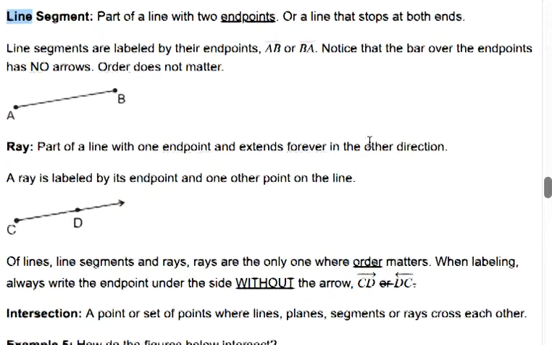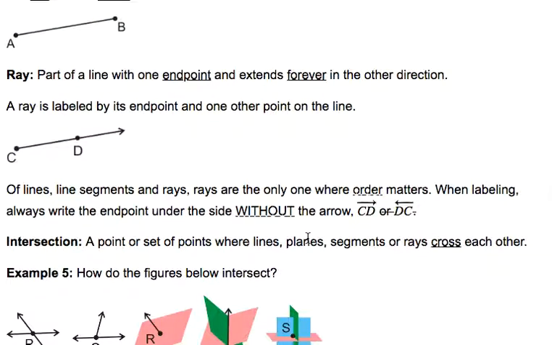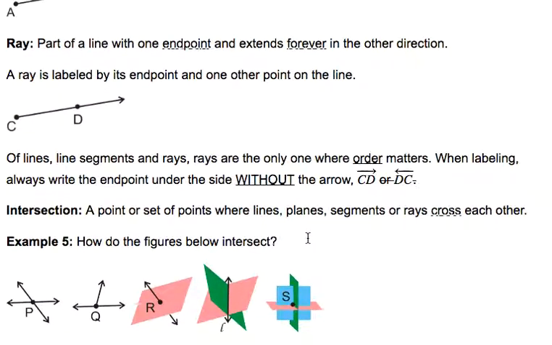If you haven't noticed so far, I've tried to underline the words that you need to complete. So that should help you finish this quite quickly. It may not be perfect, but it should be pretty close. So of lines, segments, and rays, rays are the only one where order actually matters. When labeling, always write the endpoint under the side without the arrow.